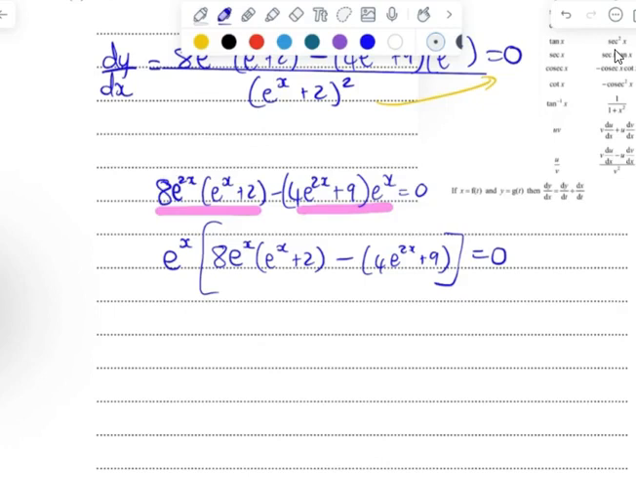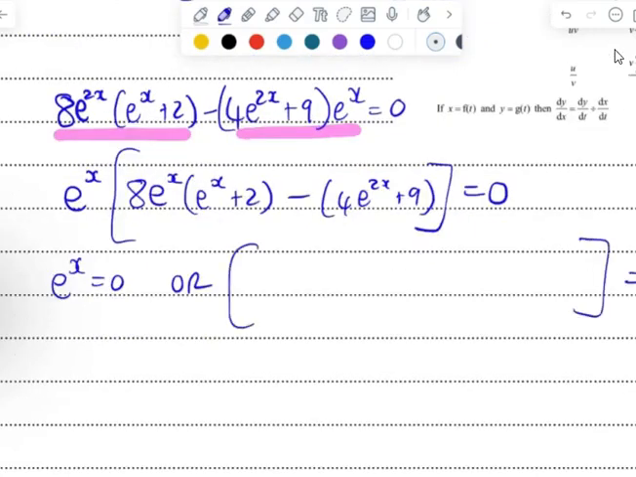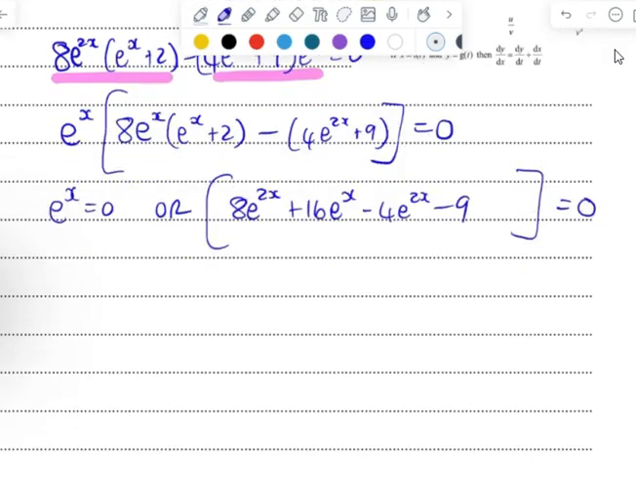Okay, I hope you saw what I did there. I just took out an e to the power of x. Okay, so now I know that each of these brackets is equal to naught. E to the x is equal to naught, or this whole other bracket is equal to naught. Okay, I'm going to simplify this bracket. Instead of doing it in 2 steps, I'm just going to multiply it out now. This is 8e to the 2x plus 16e to the x minus 9. That's equal to naught. So I've now got 8e to the 2x minus 4e.